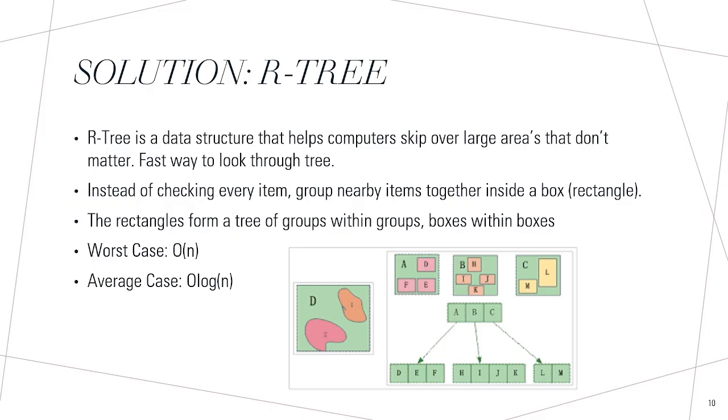As you can see in the example below, A has the D, F, and E boxes inside of it. And then you can see right there that D, E, and F are in the box. And then D, as you can see right there, has a 1, 2 inside of it. We'll go more in depth in a little bit, but the worst case scenario for this would be O of N, and the average case would be O log of N.